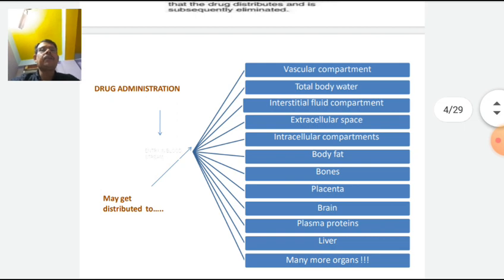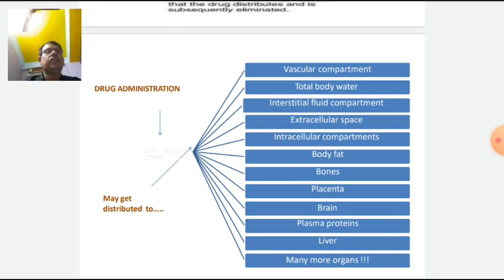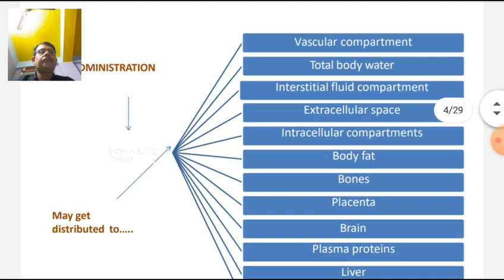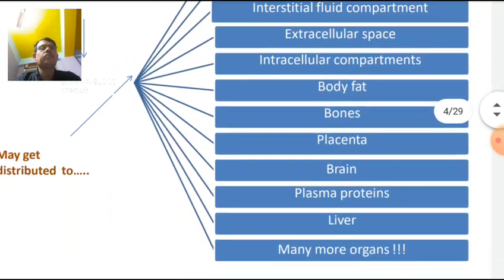After drug administration, the drug goes out and is distributed throughout the different parts of the body, like the vascular compartment, that means blood vessels, total body water, interstitial fluid compartment, extracellular compartment, body fat, bone, placenta, brain, plasma proteins, liver, and more organs. So different organs and tissues accept the drug from the blood after administration. This can be seen easily: the extracellular fluid, brain, plasma, liver.